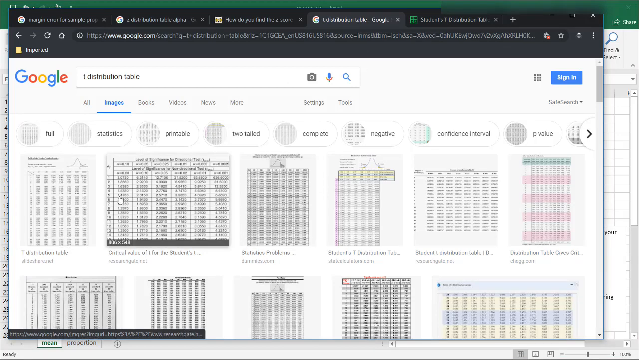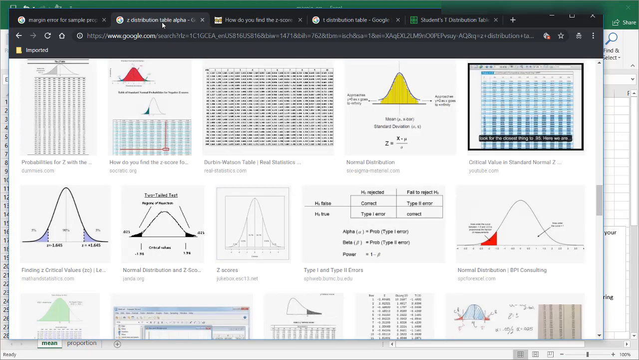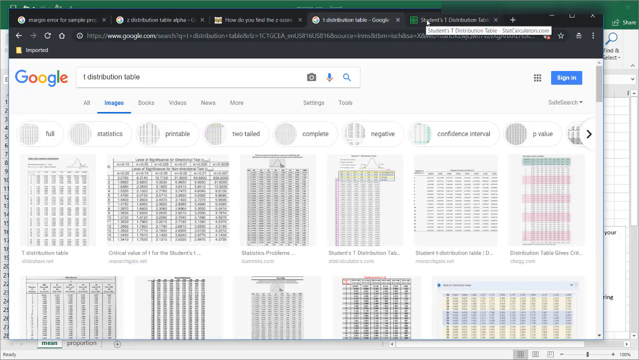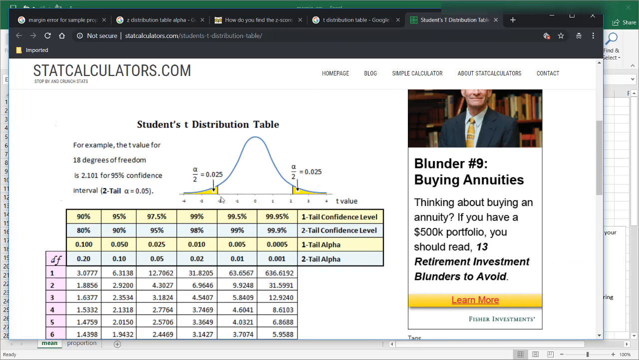So you can see here, you're probably familiar with a z-distribution table. I'll show this one a little bit later, and a t-distribution table. So with a t-distribution table, as I said before, basically use this if you don't know the population variance and standard deviation, and or the sample size is low. You'll notice that if I go here to it, we are looking at a 95% confidence level.